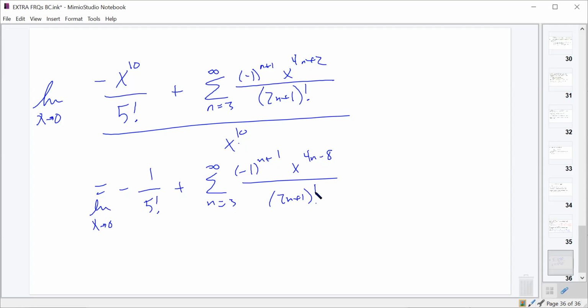And if we're looking at this as x goes towards 0, well, this is negative 1 over 5 factorial. And then this, as x goes towards 0, starting at n equals 3, this will still be an x to the 4th here, and then everything else will be a larger power than that. And so I have 0 times negative 1 to the n plus 1 over 2n plus 1 factorial. 0 divided by all that stuff and multiplied by that stuff is still 0. So we end up with negative 1 over 5 factorial, or negative 1 over 120.